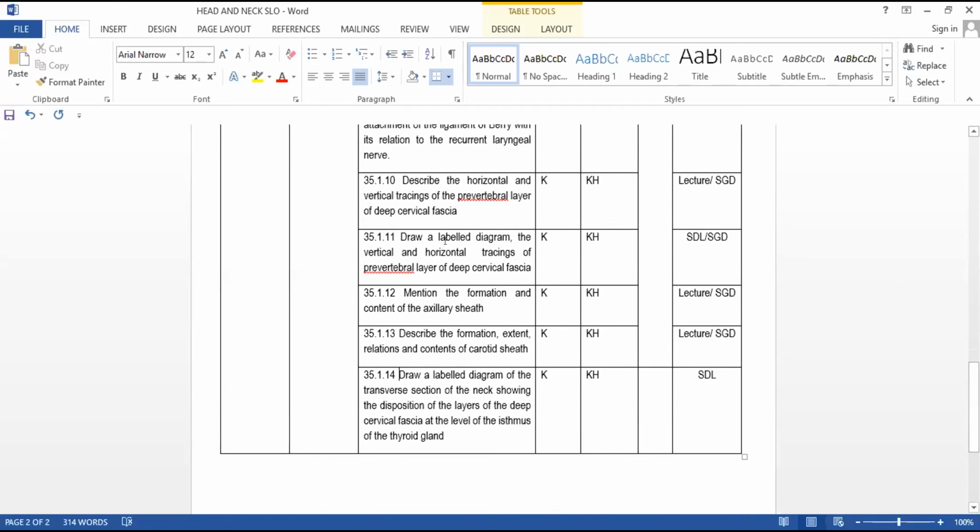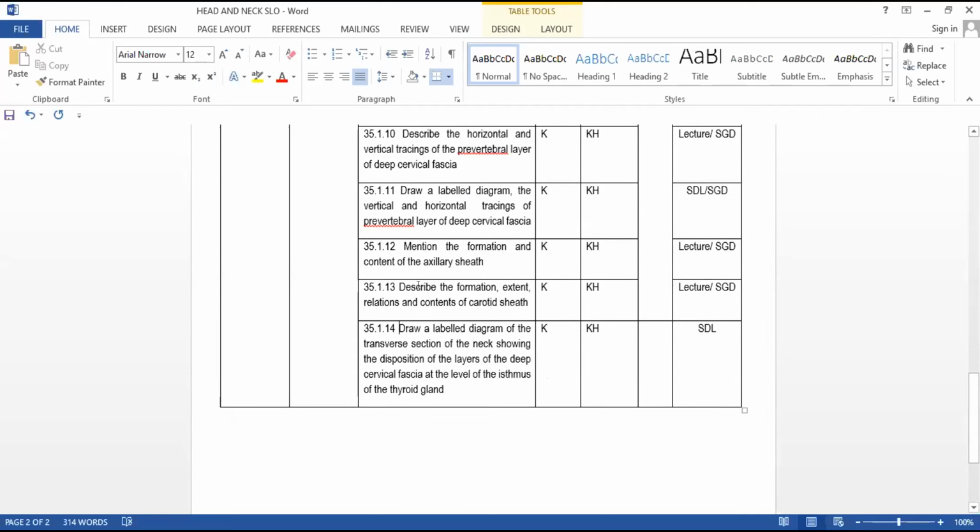10th SLO is describe the horizontal and vertical tracing of prevertebral layer of deep cervical fascia. Domain is K, level is KH, and it can be done either by lecture or small group discussion. 11th SLO is draw a labelled diagram for the vertical and horizontal tracing of prevertebral layer of deep cervical fascia. Domain is K, level is knows how. It can be done either by SDL or small group discussion.